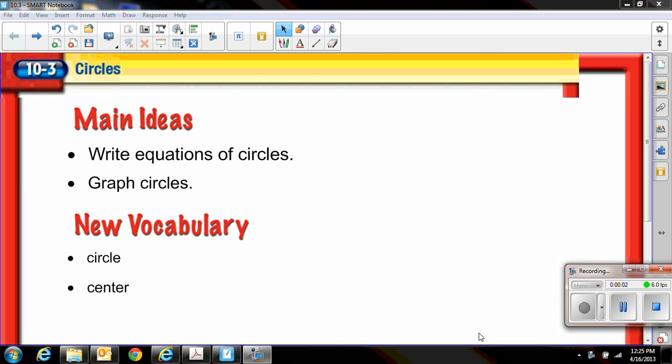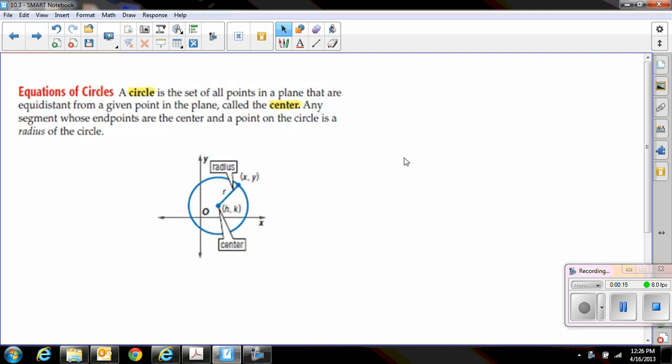Hi everybody, today is 10-3, which means circle time. Today we're going to take a look at how to write equations of circles, how to graph circles with new vocabulary of a circle and a center. So let's start by diving right in with what is a circle.